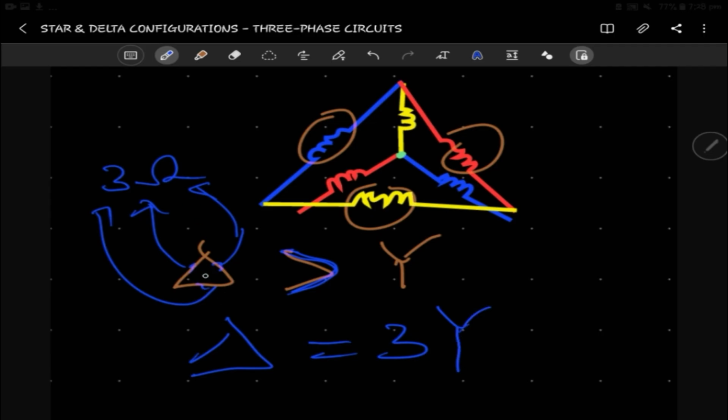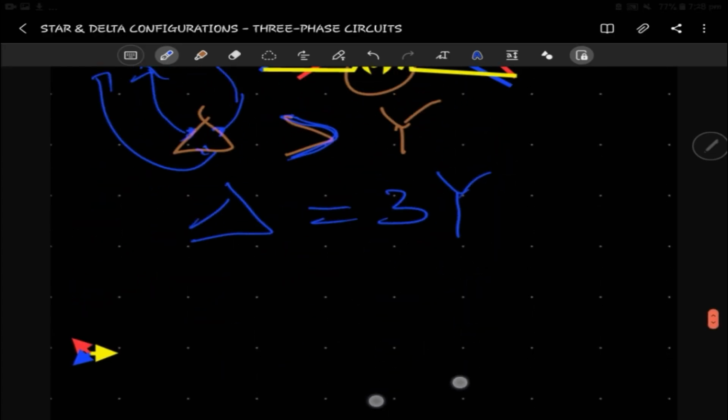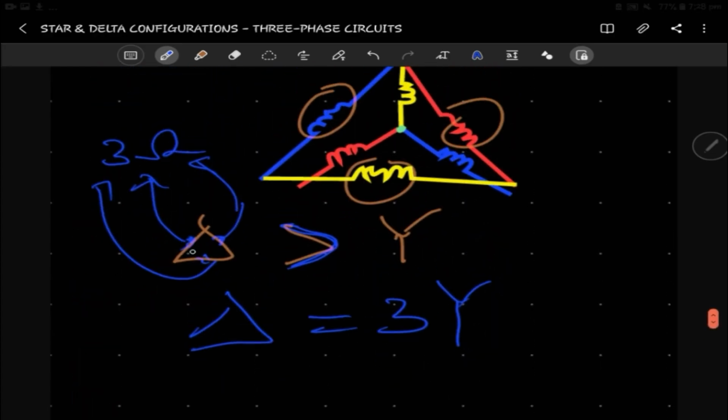So if you are changing the resistance on the delta to that of a star, you just divide by 3, right? That will mean that if the resistance on each phase is 3 ohms, then the resistance on each phase of the star will be 1 ohm. So we have 1 ohm here, 1 ohm on this phase, and 1 ohm on this phase, right? I've already seen the relationship for this.